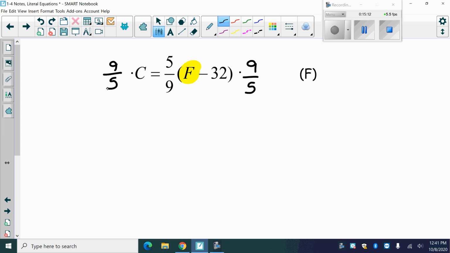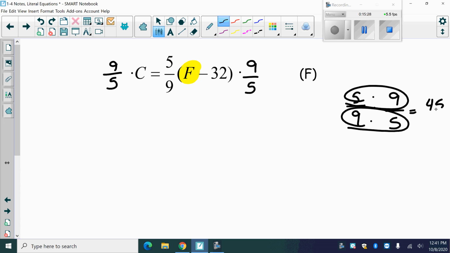And here's why I can do that. Now just watch this on the side. You need to pay attention. This should be a review, but I'm just going to go ahead and show you. If you remember how you multiply fractions, you multiply the numerators over the denominators. So this would be 45 over 45. Well, what is 45 divided by 45? 1, which is exactly what we want because 5/9 times 9/5 is just going to be 1.